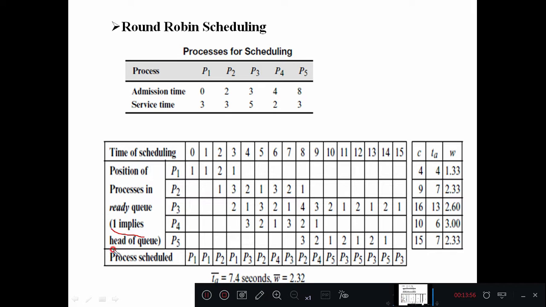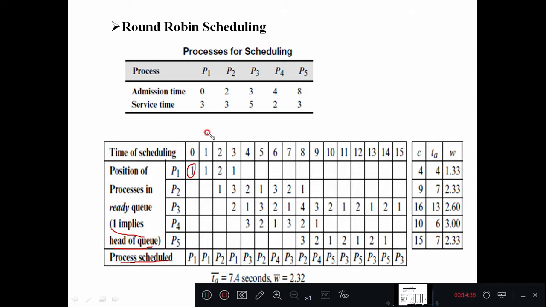That means 1 implies the head of the queue. In the last slide I explained what the head of the queue is and how it is numbered, right? Whenever a process reaches the head of the queue, that particular process is numbered as 1, okay? Next, at what time is the process scheduled? At the 0th second, I have only one process in the memory system, so it will be numbered as 1, because it is the only process at the head of the queue, right? That means P1 is at the head of the queue and that particular process is scheduled.